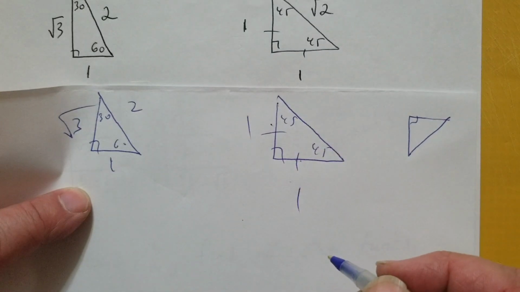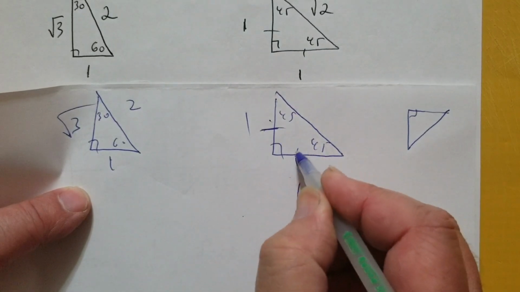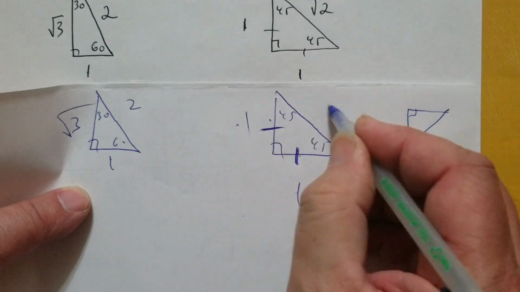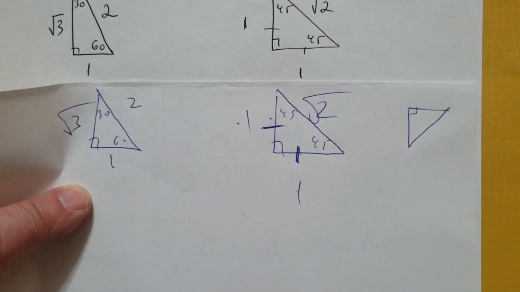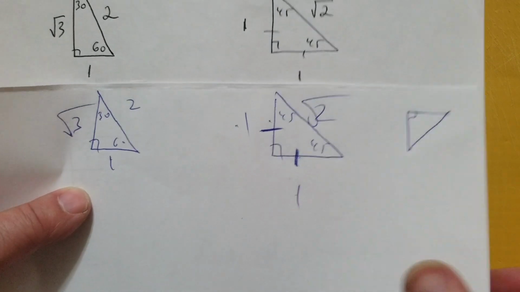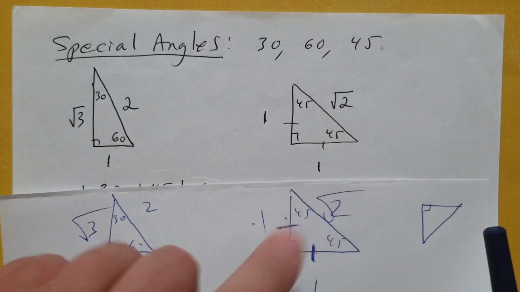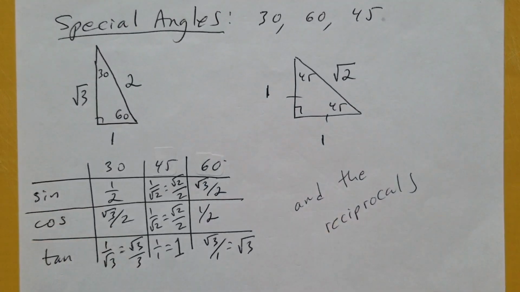1, 1. And you know how I remember? The slashes. These tick marks remind me of 1. So 1, 1, 2, square root. That's how I remember it. These have to be memorized also. You have to memorize these. You have to.